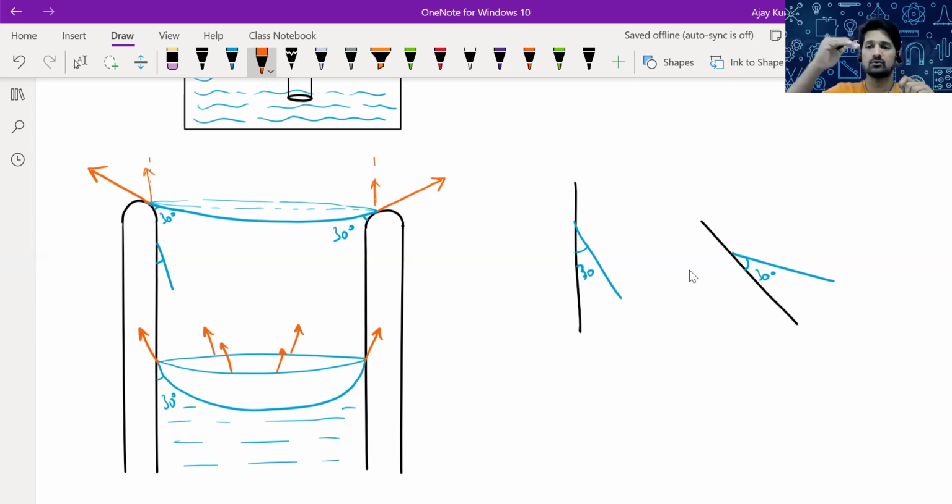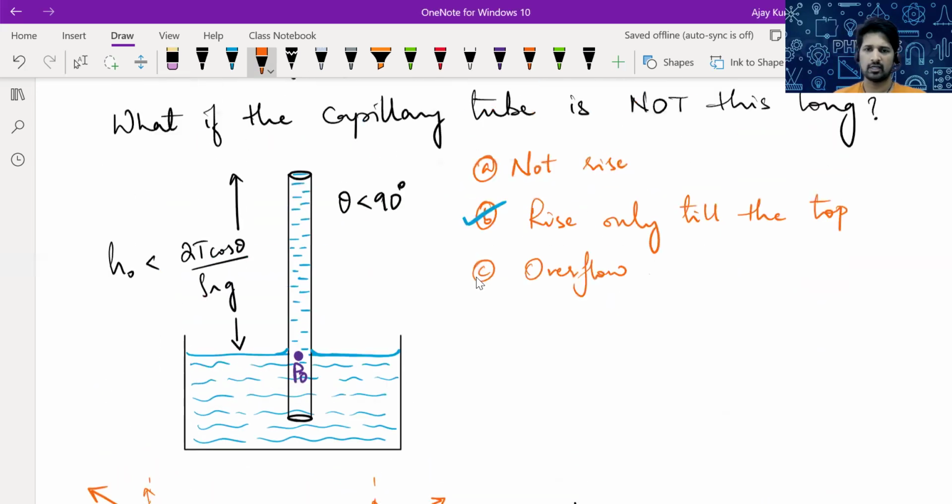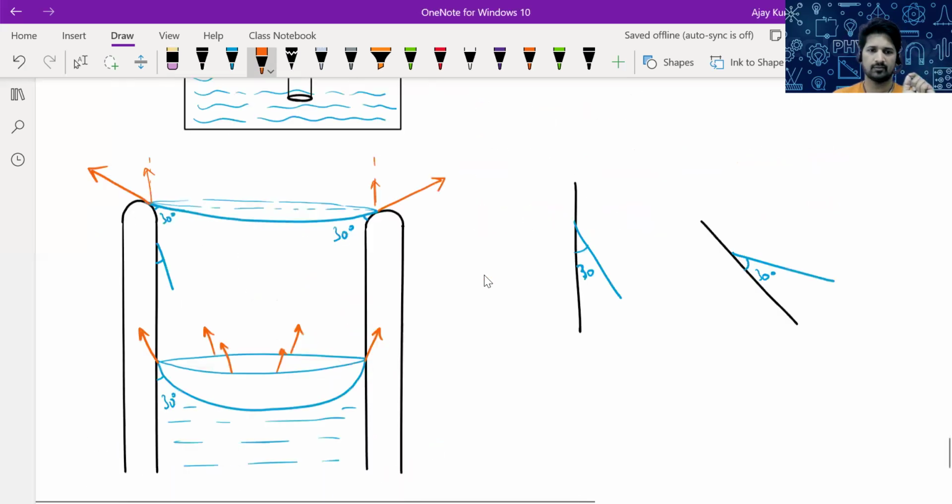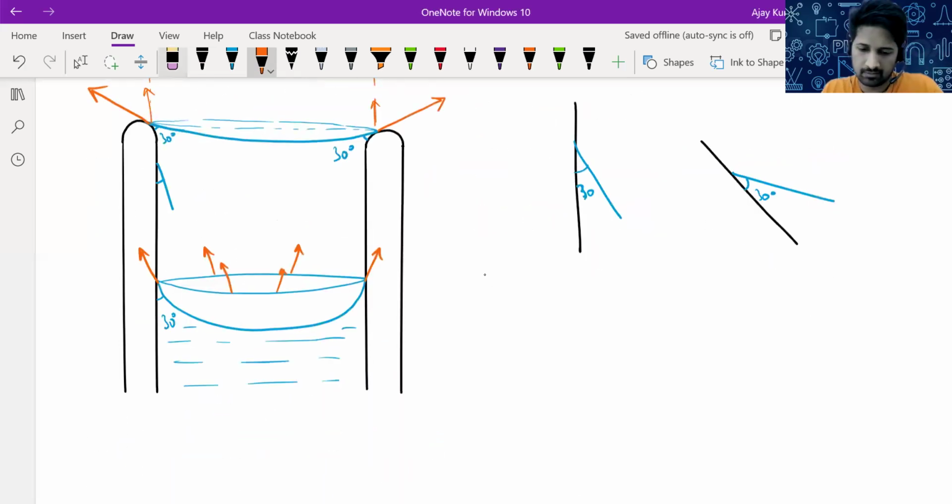So the liquid will rise to the top and it will settle there. Fine. So overflow will not happen. Not rising also will not happen. It will rise to the top of the tube and settle there. So you can explain that in terms of the shape of the tube.